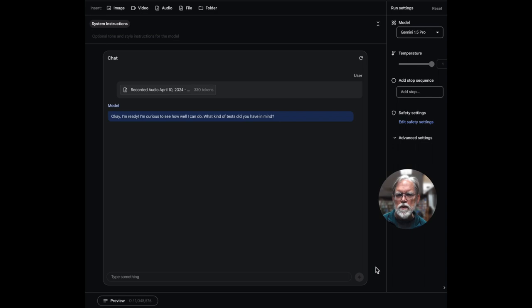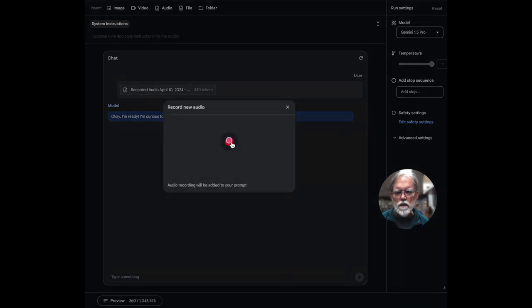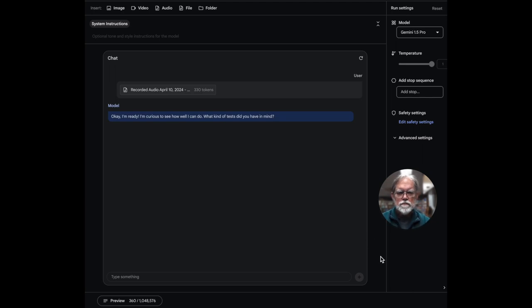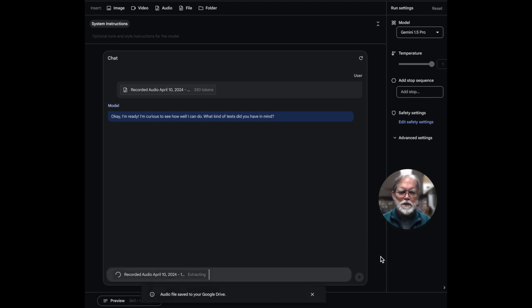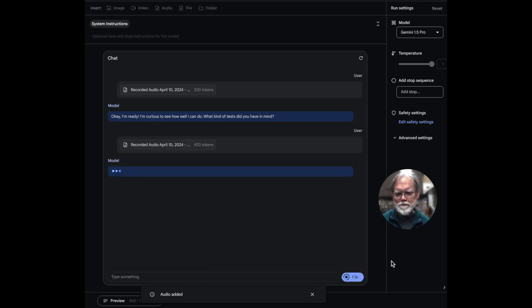Okay, so it responds, "Okay, I'm curious to see how well I can do. What kinds of tests do you have in mind?" Okay, let's try one thing. I haven't tried this one yet. There's the word that I pronounce garage, but some people pronounce it garage. What's the difference between garage and garage? I don't know if my imitation British pronunciation worked very well, but let's see how it does with that.